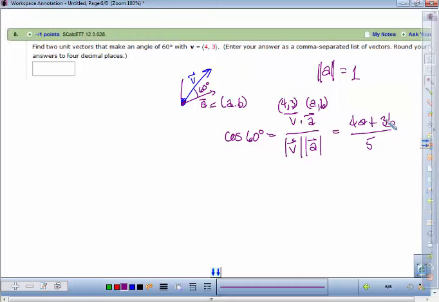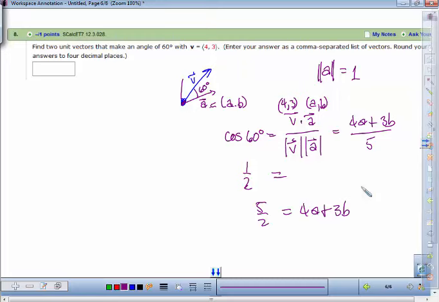Now, what's the cosine of 60 degrees? Half? Okay. So it's 1/2. And so if we continue to work with this, we can multiply both sides by 5. So we got 5 halves is equal to 4A plus 3B.